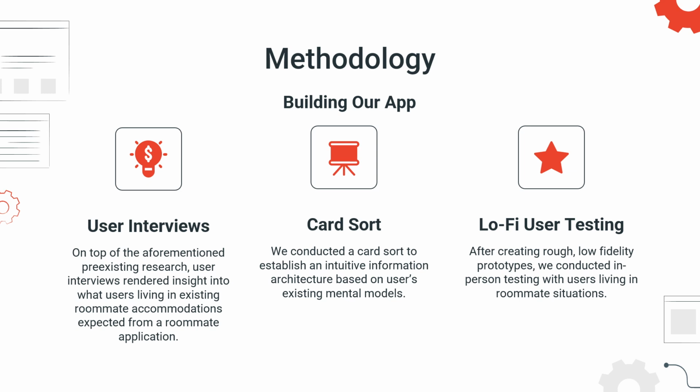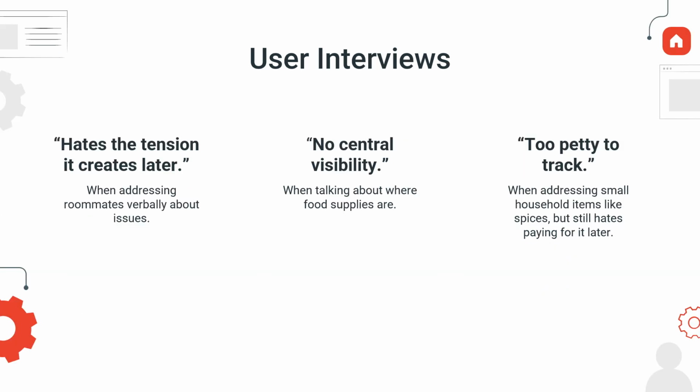Likewise, we had a card sort. We conducted a card sort to establish an intuitive information architecture based on users' existing mental models. And then finally, we conducted lo-fi user testing. After creating rough, low-fidelity prototypes, we conducted in-person testing with users living in roommate situations. We conducted user interviews with various people that, most importantly, actually had roommates or have in the past lived with roommates that could share their important experiences.